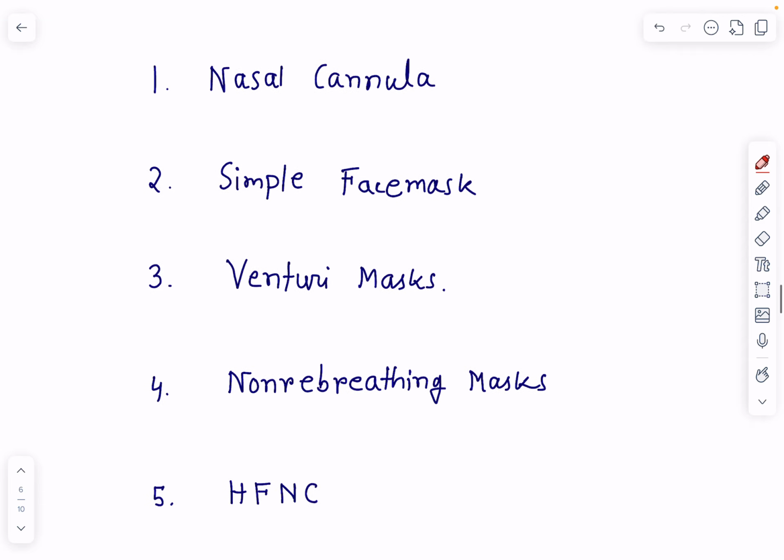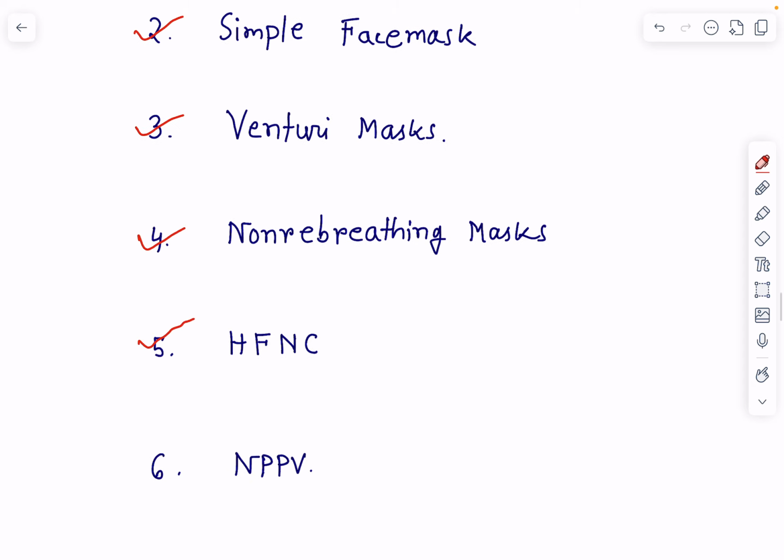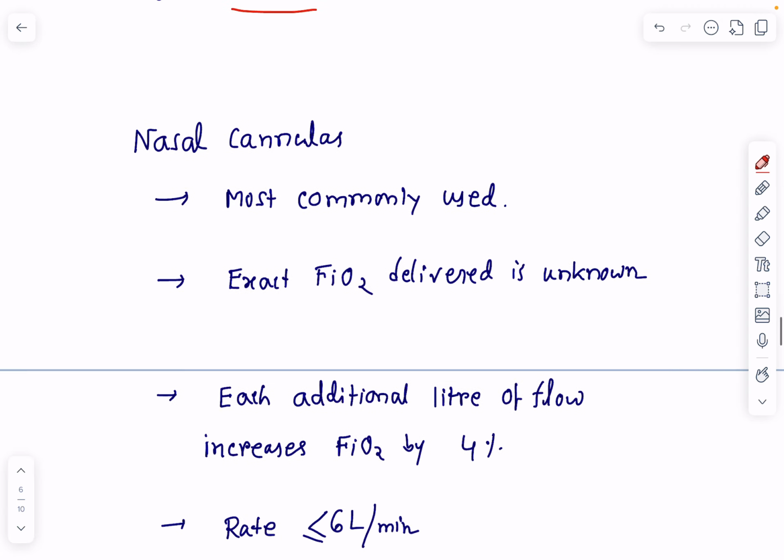So these are the delivery systems or devices with which we can deliver oxygen to a particular patient. We can use nasal cannula, which is most commonly used. Then we can use simple face mask, venturi masks, non-rebreathing masks, high flow nasal cannula, and non-invasive positive pressure ventilation. So let's discuss one by one.